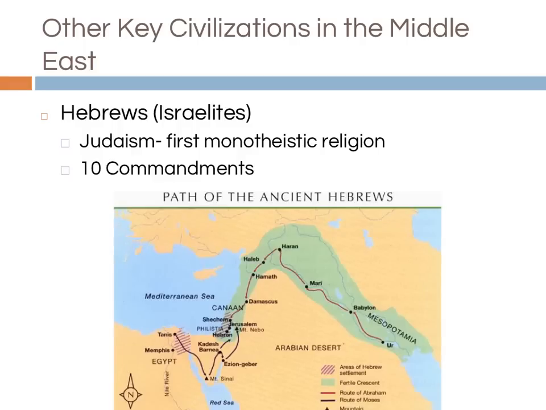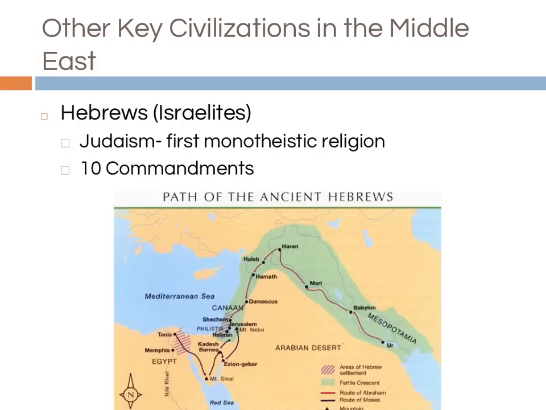Then the last other civilization you need to know in the Middle East are the Hebrews or Israelites. So I mentioned them earlier. They are unique among the early civilizations because they're the only ones that are monotheistic. And so they developed the religion of Judaism, first monotheistic religion. We are going to look at that later this week too and look at the 10 Commandments as an example.